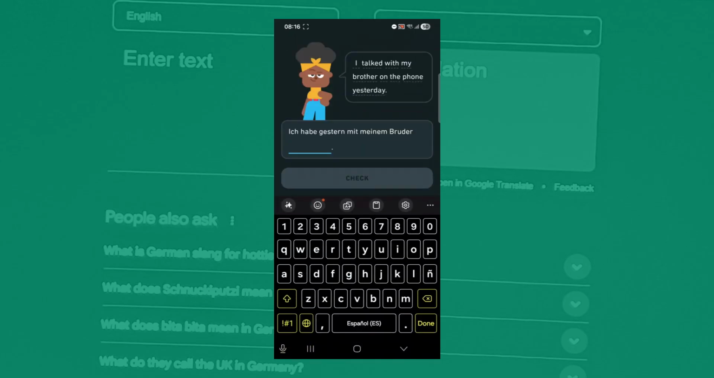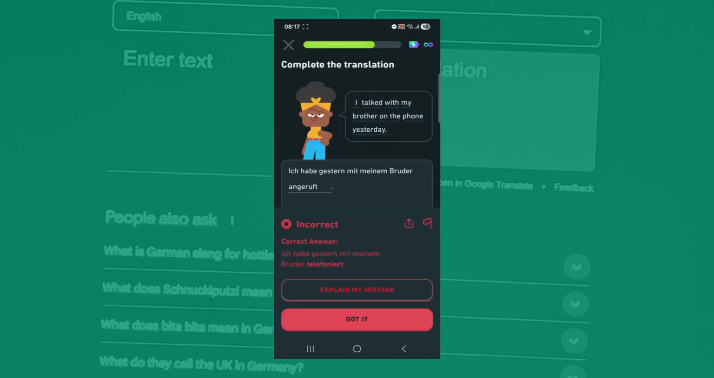Yes, because it says hours rather than hour. Okay. Does that mean they want anrufen? Telefoniert.